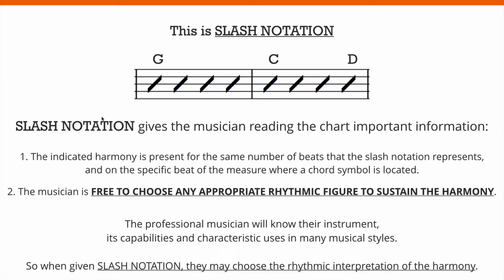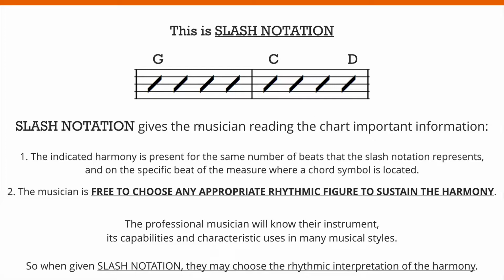Now, when you look at notation like this, slash notation gives the musician reading the chart very important information. 1, the indicated harmony is present for the same number of beats that the slash notation represents. In this case, they represent 4 beats. And it also says that the harmony should be present on the specific beat of the measure where the chord symbol is located. So in this case specifically, I have G showing up on a downbeat. It lasts for the whole measure. C showing up on a downbeat, changing to the D chord harmony on the 4th beat of that measure.